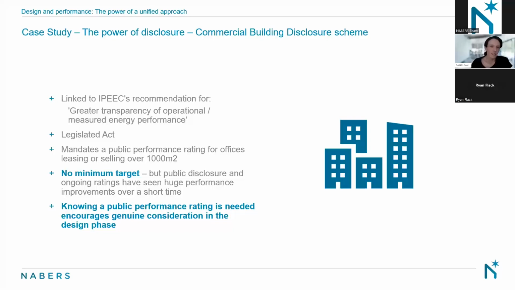So the commercial building disclosure scheme is actually an act, so it's legislated. And at its most basic, it requires a public NABERS rating for offices leasing or selling 1,000 square meters of office space. So to me, what's really fascinating is that there's no minimum target. So buildings aren't required to perform at any particular level, but essentially having to get a rating and know that that will be public is a really significant motivator to improve your performance over time.